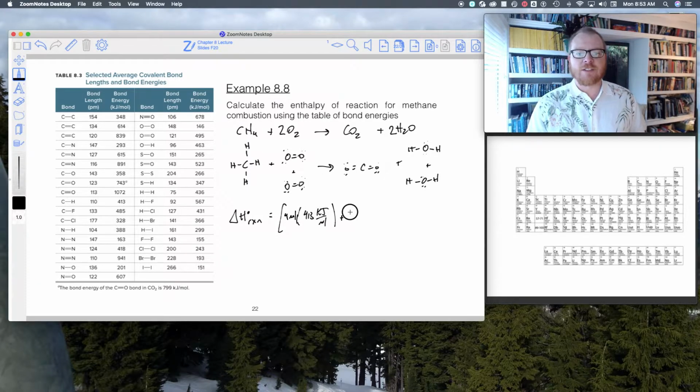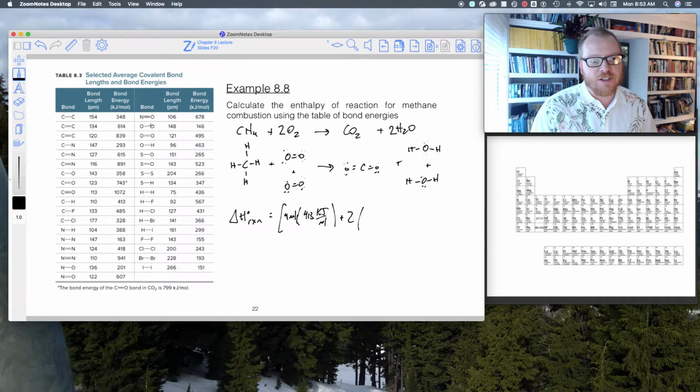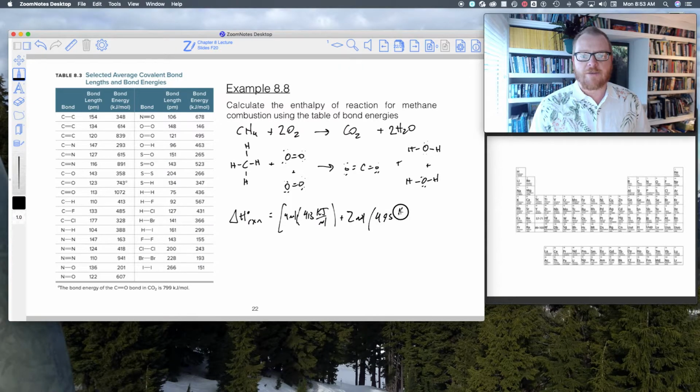And now that's plus 2 oxygen-oxygen double bonds. So this is why we have to get the right Lewis structure, because here you can see on this chart I've got an oxygen-oxygen single bond, but we really need the oxygen-oxygen double bond. So that's at 495. So I did it again. 2 moles times 495 kilojoules per mole. So that's the sum of my bonds broken, minus my bonds formed.